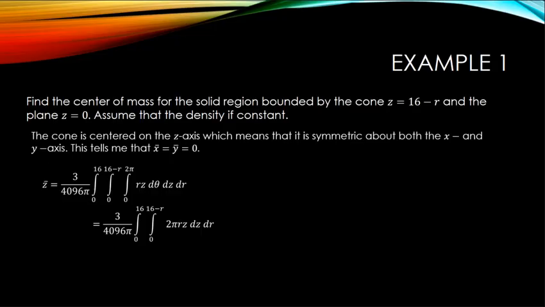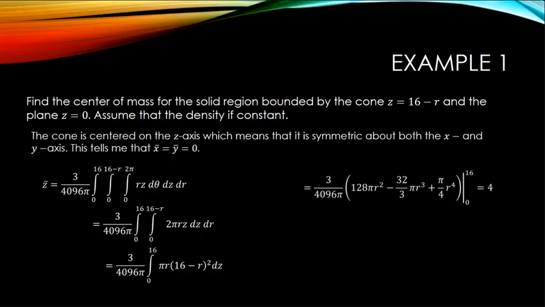Now I compute the middle integral. I get 3 over 4096 pi times the integral from 0 to 16 of pi r times 16 minus r quantity squared dr. I have one final integral to compute. I do that integration term by term, and I get 3 over 4096 pi times the quantity 128 pi r squared minus 32 thirds times pi r cubed plus pi over 4 times r to the fourth evaluated from 0 to 16. I plug in the limits of integration and simplify, and I get 4.